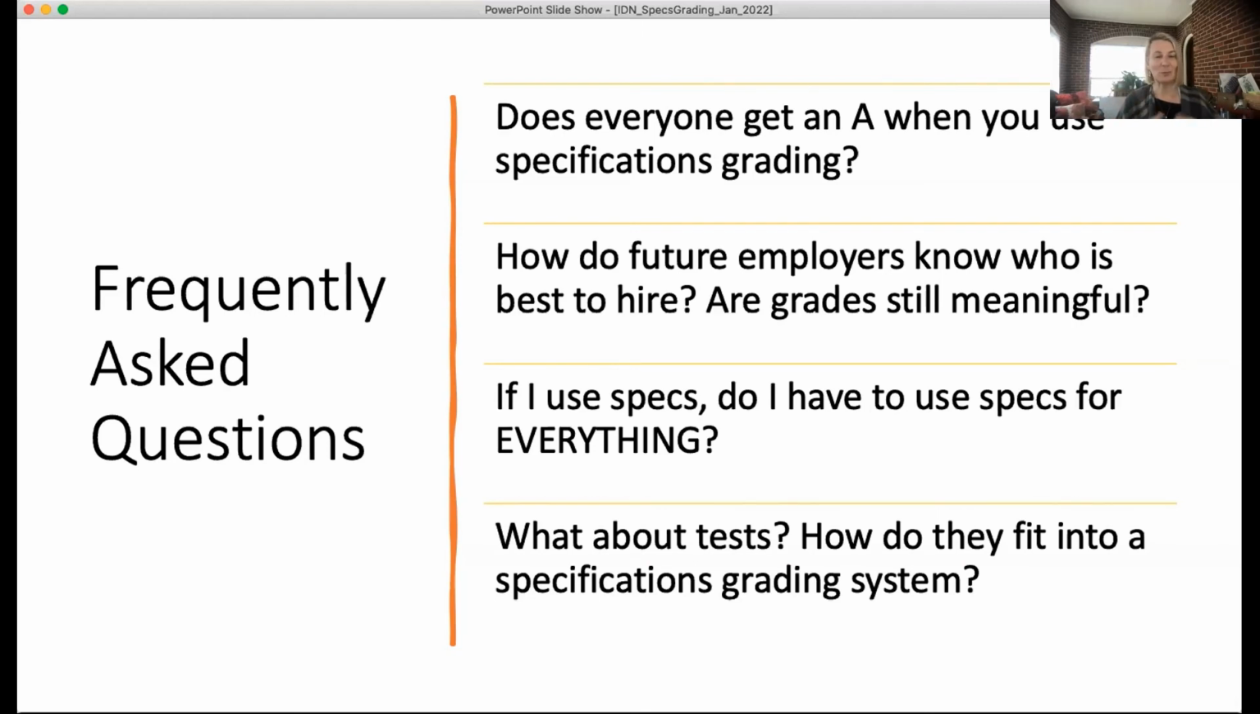You can use it for the components that you choose to use it from. And with tests, you can continue to use tests and point values if you want, or you could do something like set a threshold. Like if you're doing a bunch of little quizzes and you've got to get at least an 80% or something on the quizzes in order for them to count. So those are the questions I frequently get about this.